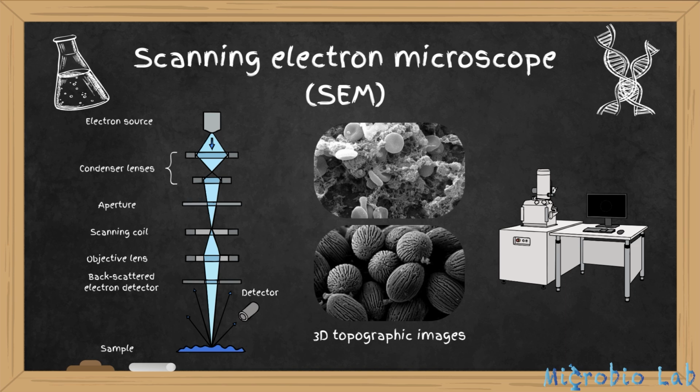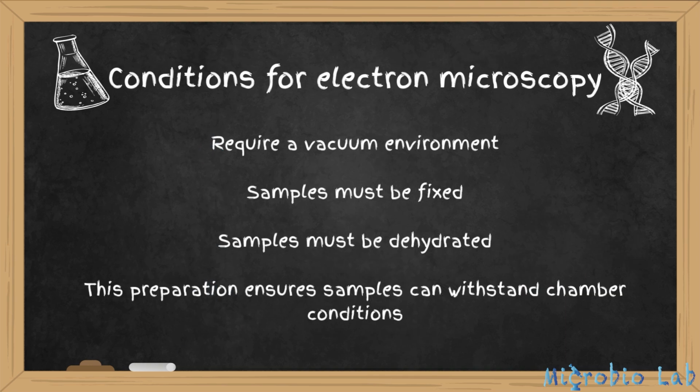three-dimensional topographic image with remarkable detail, making it especially useful for studying structures like pollen grains, bacteria, and engineered nanomaterials. Both approaches require a vacuum environment, as well as samples that have been fixed and dehydrated to withstand the conditions inside the chamber. Beyond these advanced techniques, there are also specialized microscopes designed for particular applications.